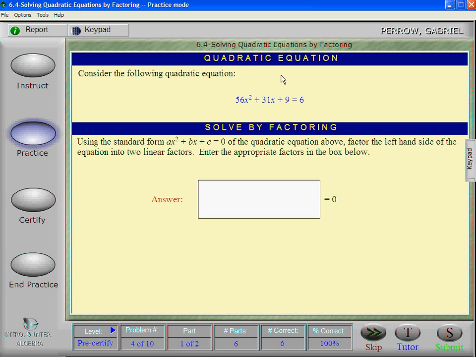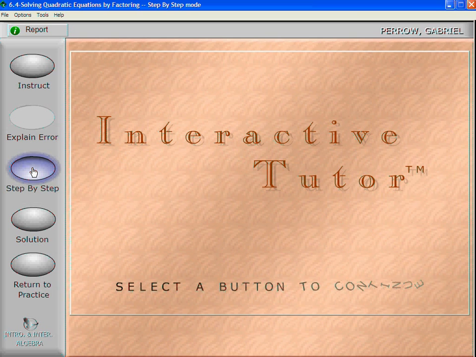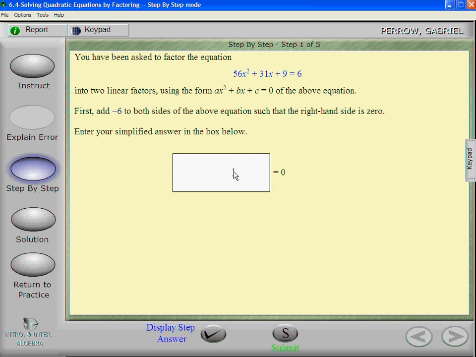Alright, so if you had this type right here, you could say 56x squared plus 31x plus 9 equals 6. I need that set equal to 0. So if I were to subtract 6 from both sides, I'd have a 3 in that last position, and it would be set equal to 0. Let's see what they show us in the software. Okay, so they want us to put it in, subtract 6 from both sides like I just said. They say, what would you have? I'd have 56x squared plus 31x plus 3 equals 0.